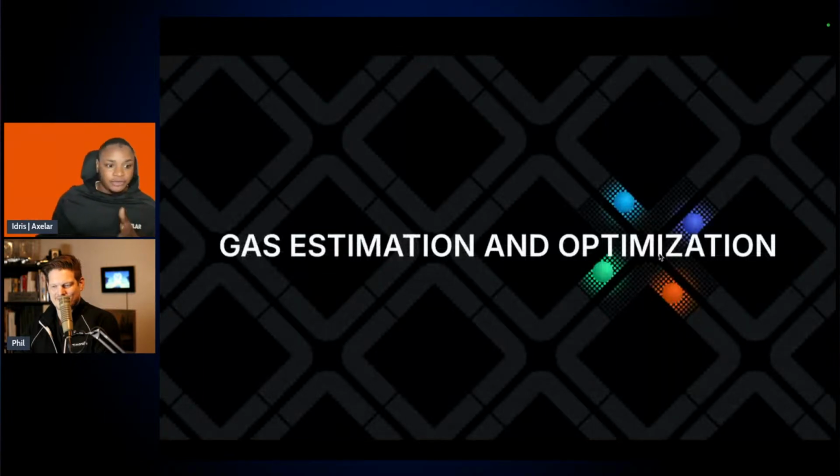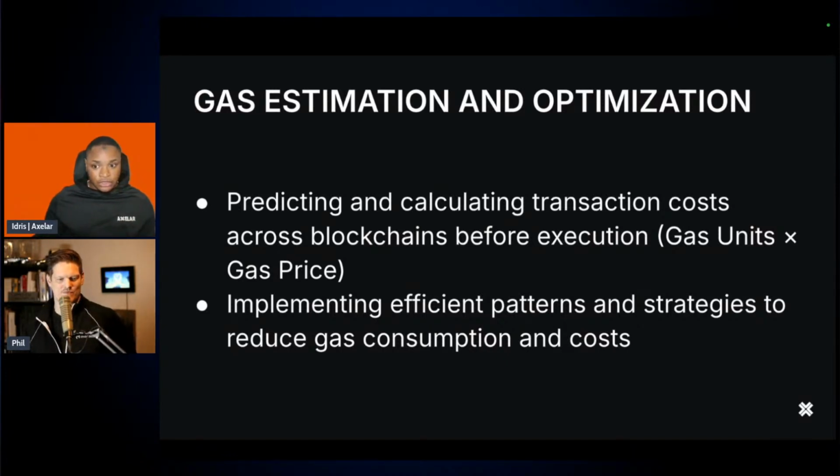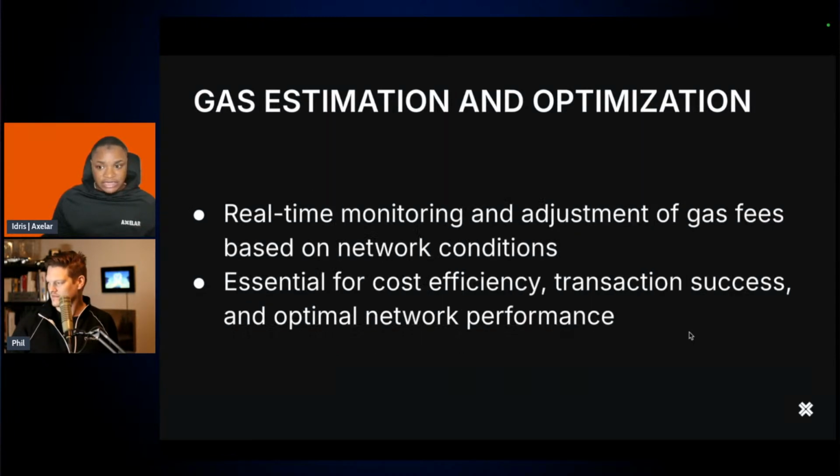How does Axelar Network help with gas estimation and optimization? We have something called the Axelar gas service. But before I talk about the gas service, let's talk about what gas estimation and optimization look like today. It means you want to be able to predict and calculate transaction costs across different blockchains before execution, thinking about the gas unit and the gas price. You also want to implement efficient patterns and strategies to reduce gas consumption and cost. This is very important because that's the whole point of estimating and optimizing for your users.